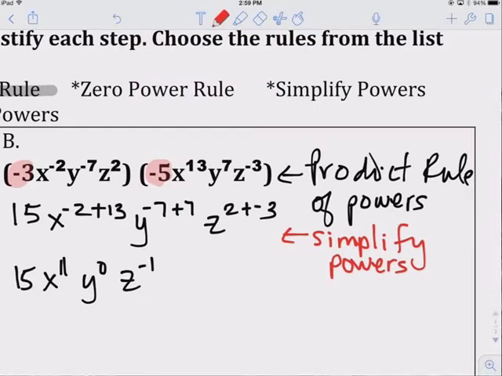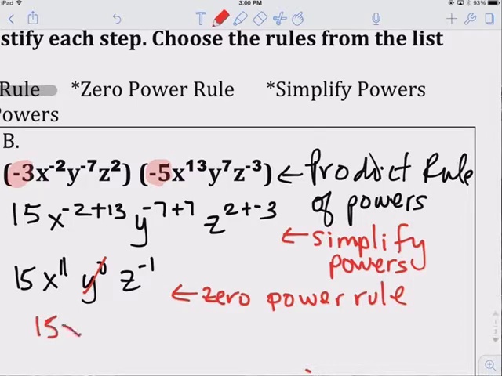There's two rules you can use. It doesn't matter which rule you use first. Zero power, or negative. Whichever one. You do zero power first, it doesn't matter. They're both just a zero power rule. All right, so cross that out. So we get 15x to the 11, z to the first.